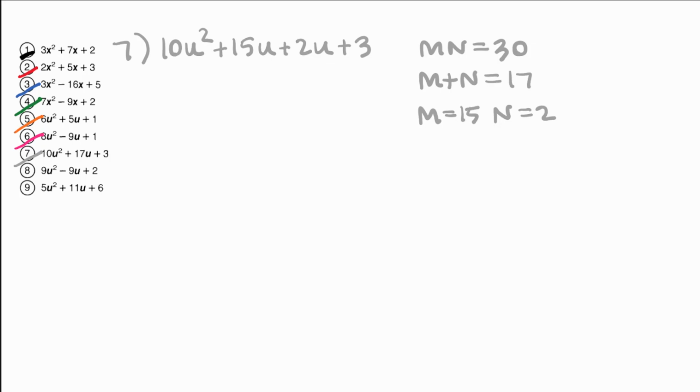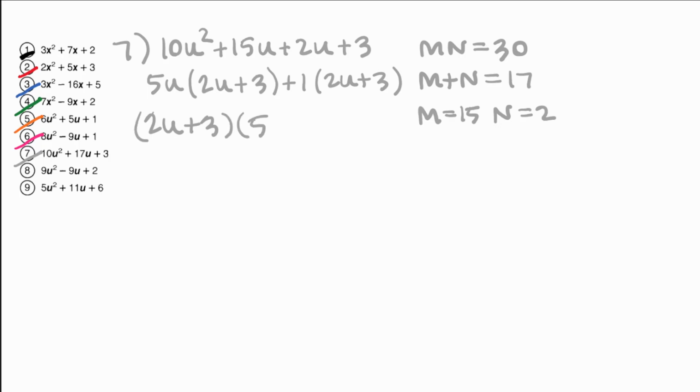Right, and what's common to 10 and 15? I think just that 5, and also a u. So I'll be left with a 2u and positive 3. Then I already have 2u plus 3, so I'll just factor out a 1, and then factor out 2u plus 3, and I will have it factored all the way. All right, cool, great.